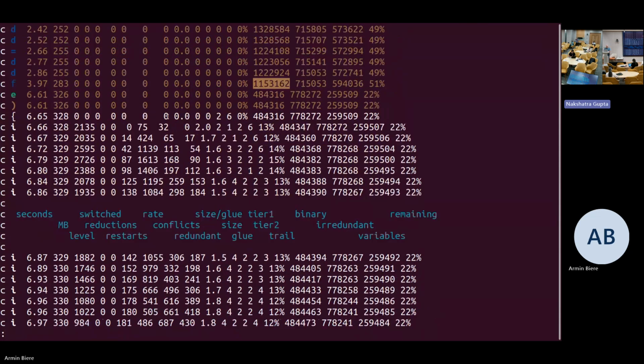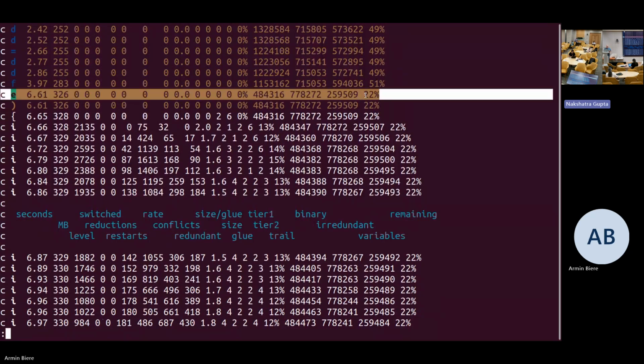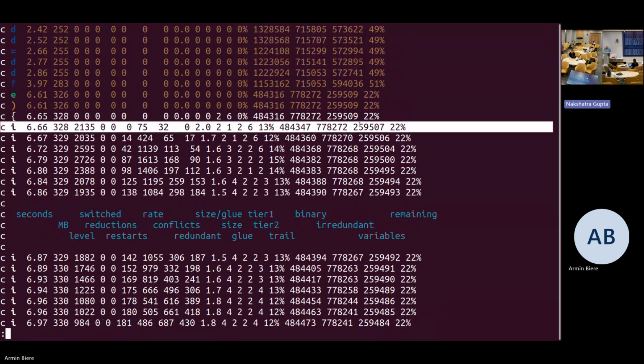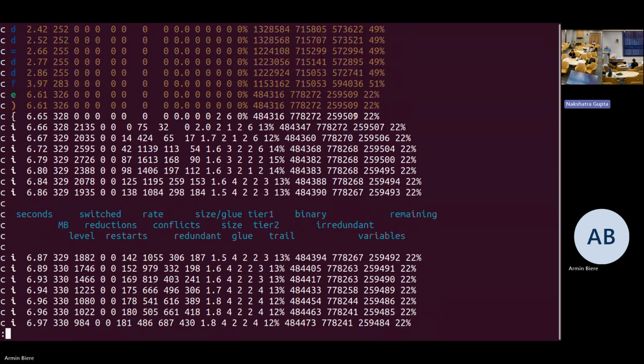Then CDCL kicks in, and even after a couple of conflicts you learn new units. All of these are unit clauses learned, and that of course reduces the variables. Oh, I forgot one important one. This is variable elimination. This is the biggest hammer we have, and it removes another 30% of the variables. Then CDCL starts and learns a unit. You see this goes down only by 2: you learn a unit and apply it, so 2 variables go away, and so on.